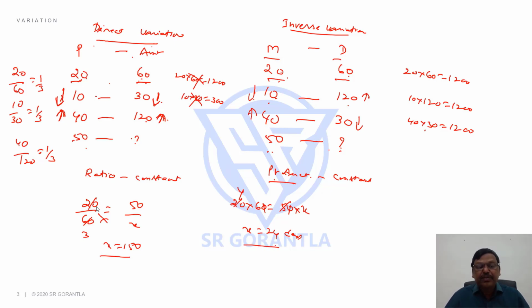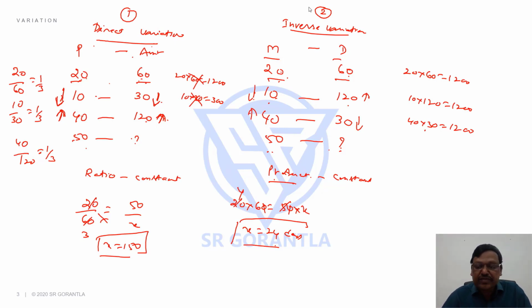So with the same numbers, in one case we get the answer 150 and in another case 24 days, because the context is completely different. The first one is a question of direct variation, whereas the second one is a question of inverse variation, right?